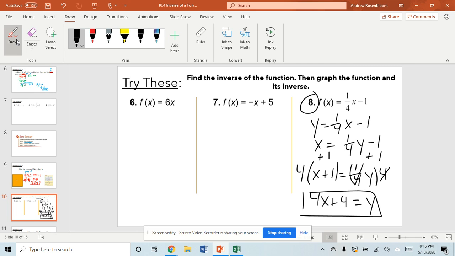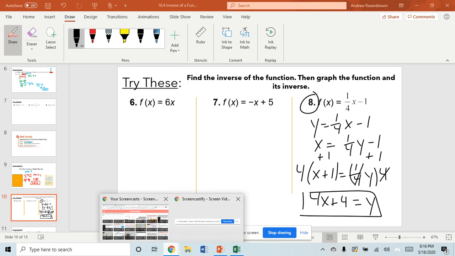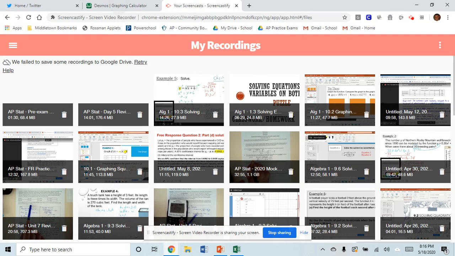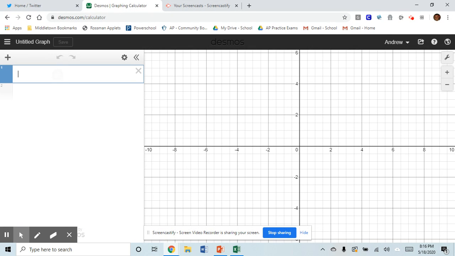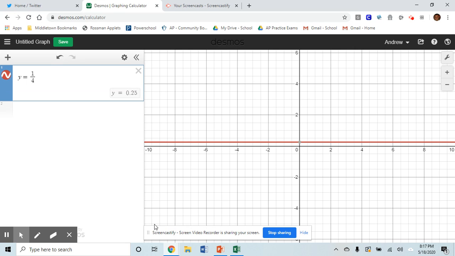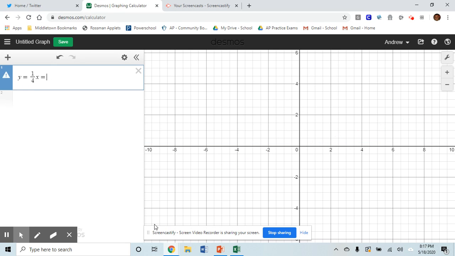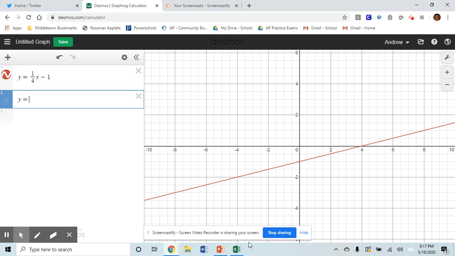So we've got y equals 1/4 x minus 1. So let's graph that. y equals 1/4 x minus 1. And then we've got y equals 4x plus 4.